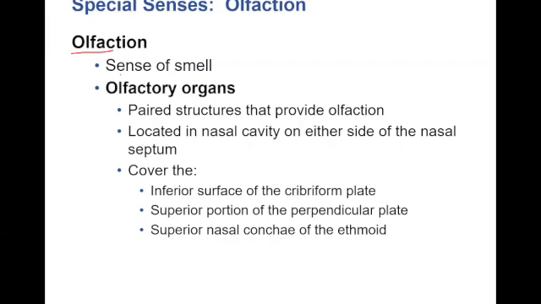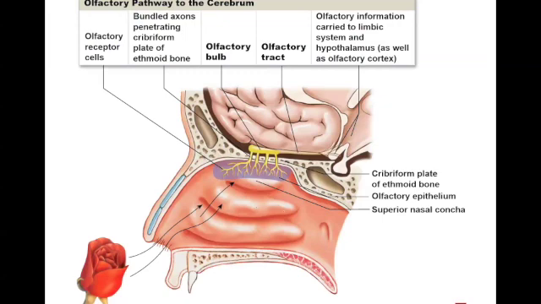I want to talk about how we can detect different smells and the underlying anatomy that's associated with that. The sense of smell is associated with the olfactory organ. The olfactory organ is a paired structure, a set of structures that are going to provide the sense of smell or olfaction. These are located in the nasal cavity on either side of the nasal septum. They're going to cover the inferior surface of the cribriform plate, the superior portion of the perpendicular plate, and the superior nasal conchae of the ethmoid. This is a nice cross-section of what we're talking about here.